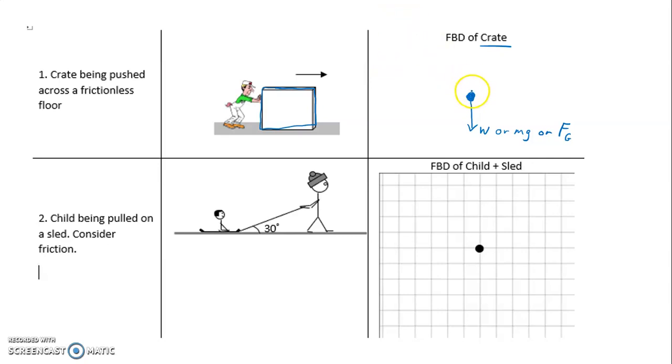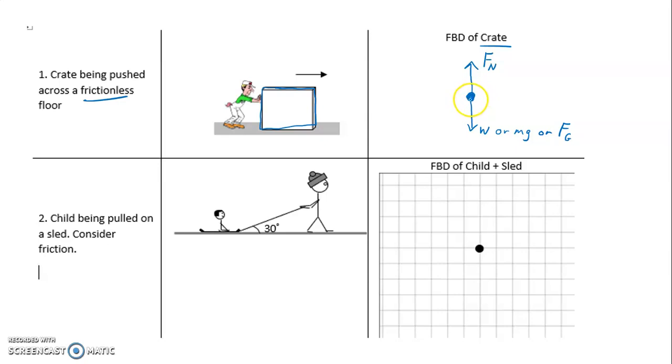The floor can exert two different forces. It can exert a normal force. Normal force is always perpendicular to the surface. In this case, the surface is horizontal, so the normal force is straight upward. The other force that the floor could exert would be a friction force. But the floor is frictionless in this scenario, so we don't have that to worry about.